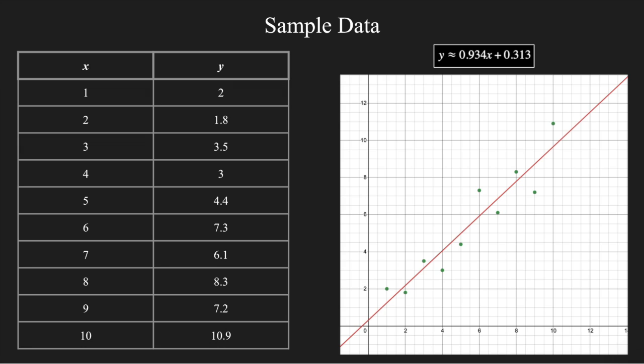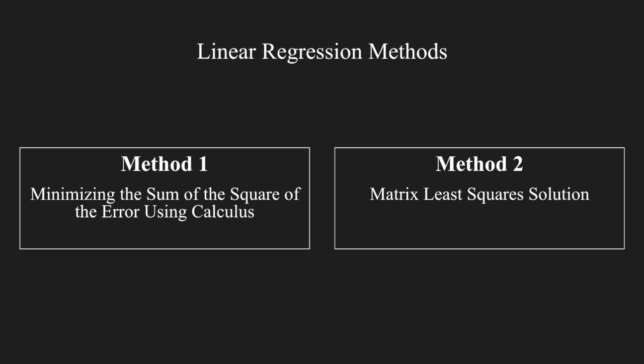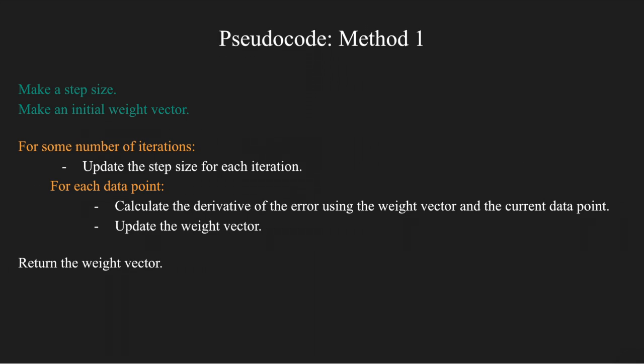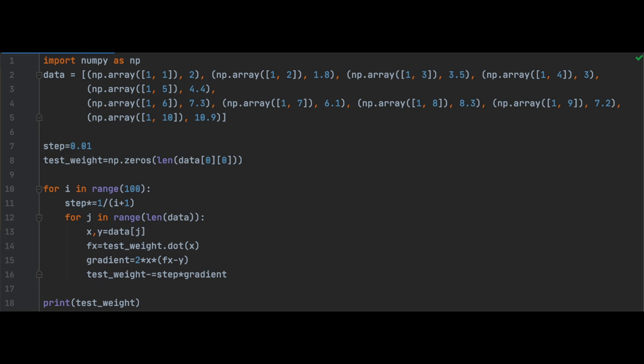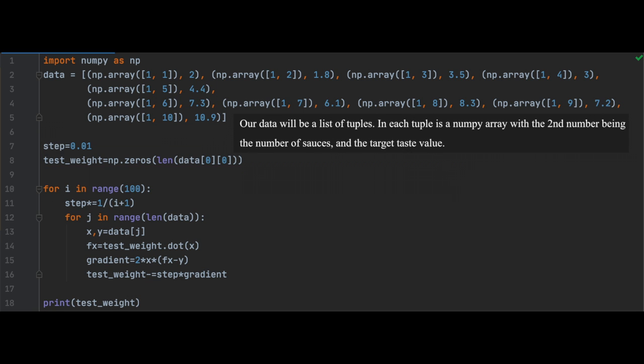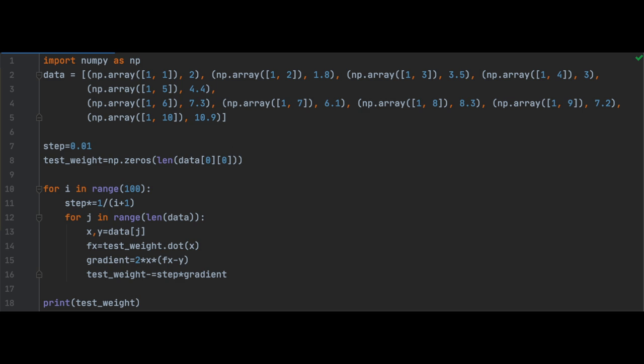If you've watched my previous video, you'll know that we have two methods. We'll start with the gradient descent method. Using the pseudocode and equations we covered in the previous video, linear regression is rather easy to code. First, we declare our step size and initial guess. You might need to play around with the step size depending on your data, but we'll use 0.01. Since we're assuming our error function is parabolic, choosing an arbitrary initial guess at the weight poses no problem. I chose an array of zeros with the size equal to the amount of inputs.